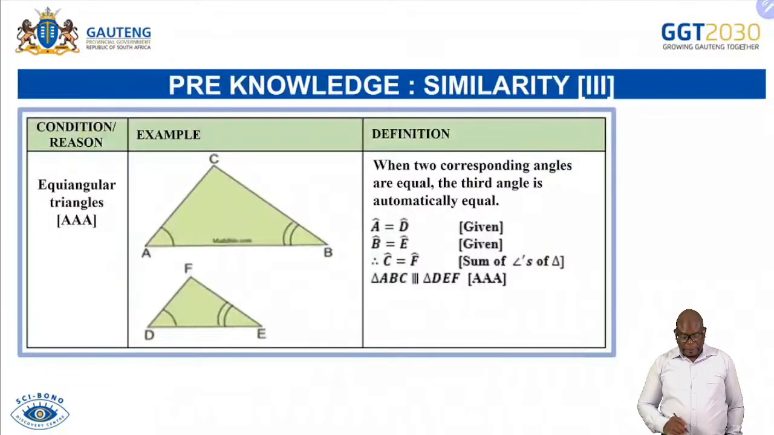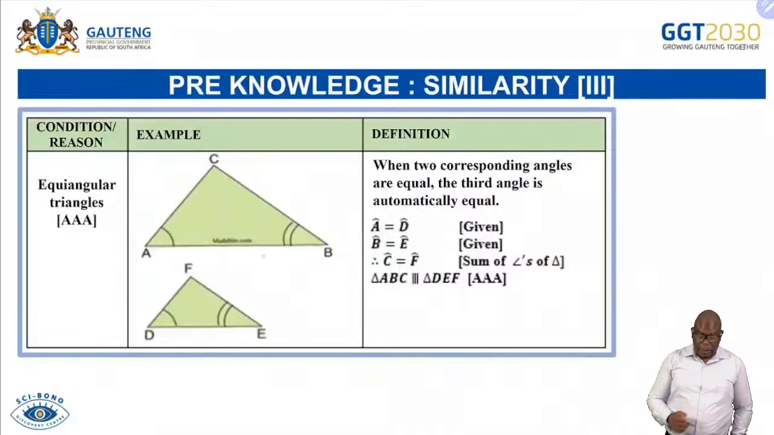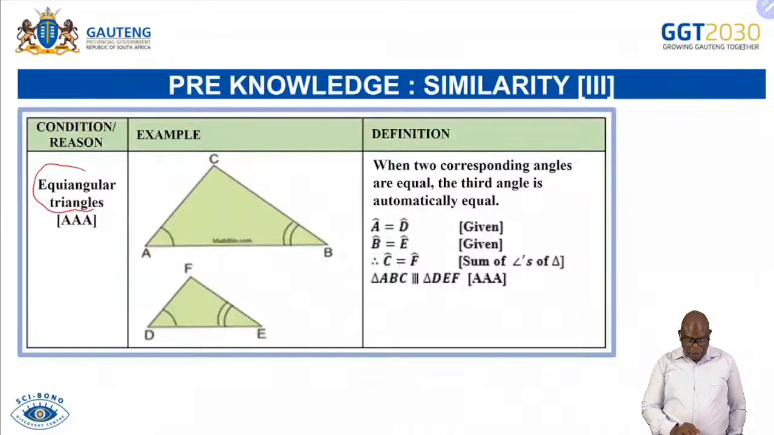Similarity. Remember, in similarity, we need 2 triangles. We compare 2 triangles. Yes. Same applies to congruency. We compare 2 triangles. In this case here, we said the condition for the triangles to be similar is that they must be equiangular triangles. So meaning that this angle here in triangle number 1 must be the same as that angle in triangle number 2.